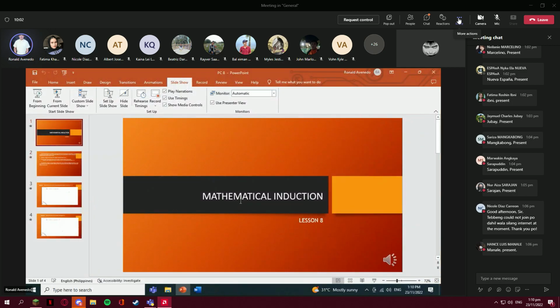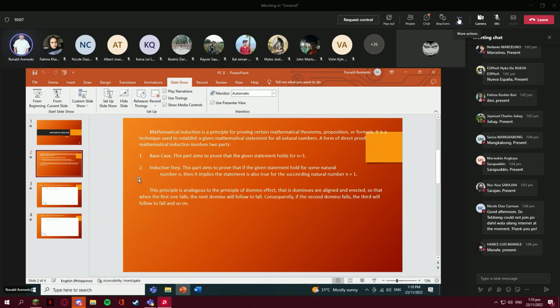Mathematical induction. I don't know if this is familiar or not familiar to you. When we say mathematical induction, it is a principle for proving certain mathematical theorems, propositions, or formulas. It is a technique used to establish a given mathematical statement for all natural numbers. A form of direct proof, mathematical induction involves two parts. The first part is the base case. This part aims to prove that the given statement holds for n is equal to 1.